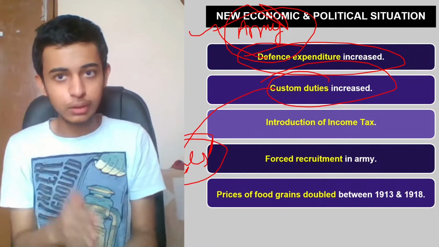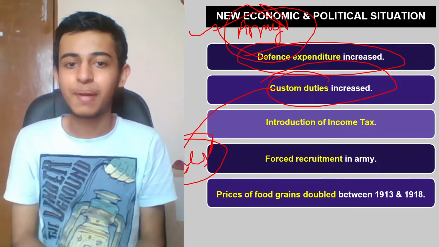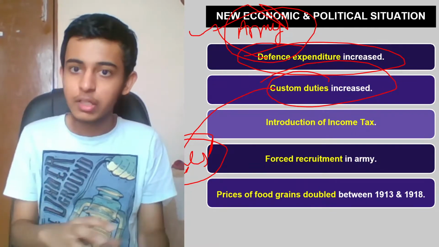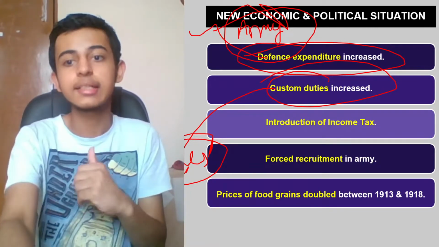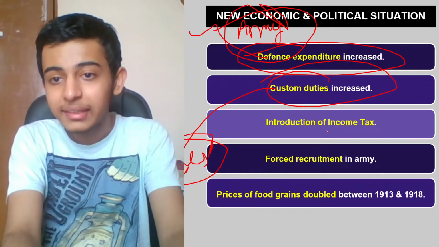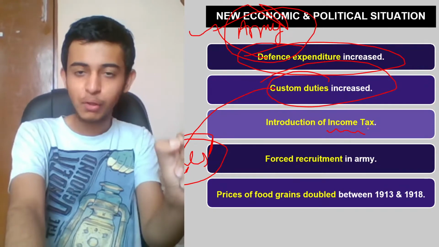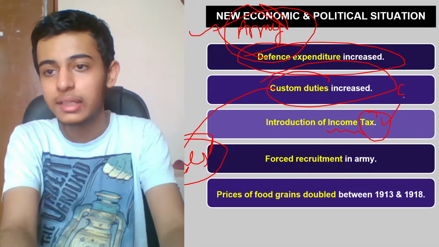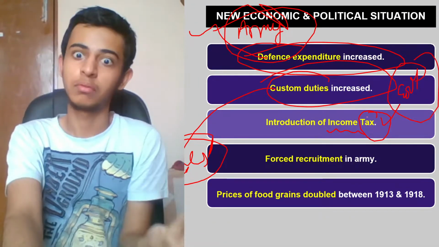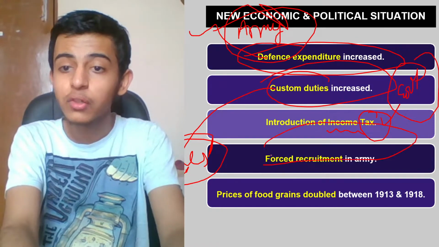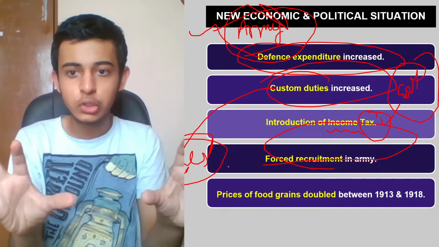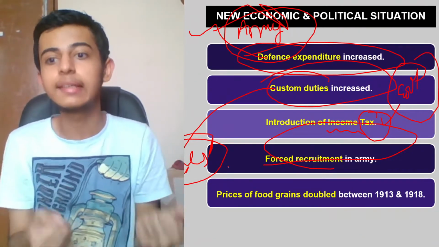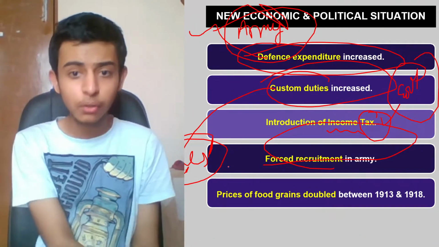Already the income was low due to the economic depression, as you know, and on top of that taxes were put on the people, because of which people were in trouble. Introduction of income tax: whatever income you get, you will have to pay a tax, giving some of the income to the government. Forced recruitment in the army: in the villages, villagers were forced to join the army, which was absolutely wrong.